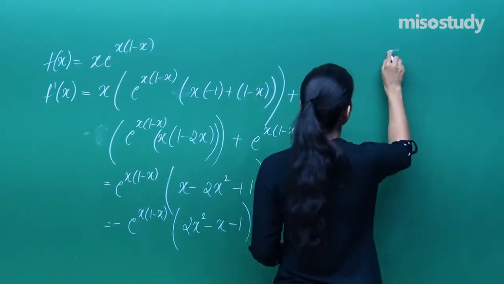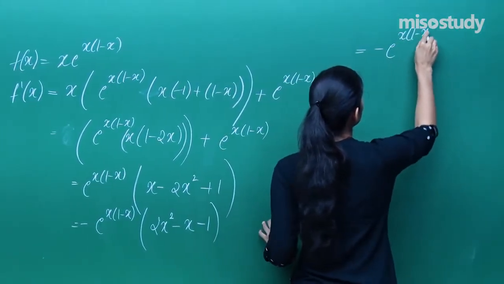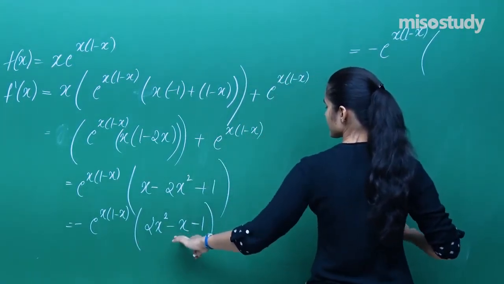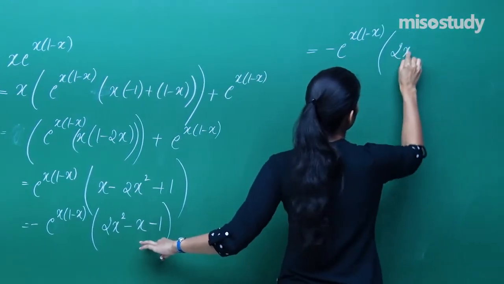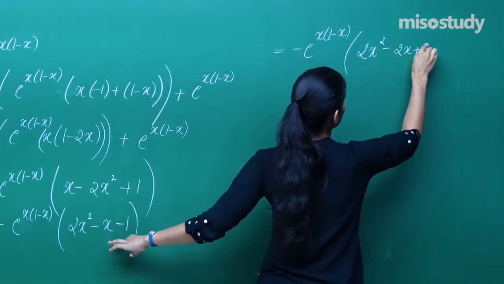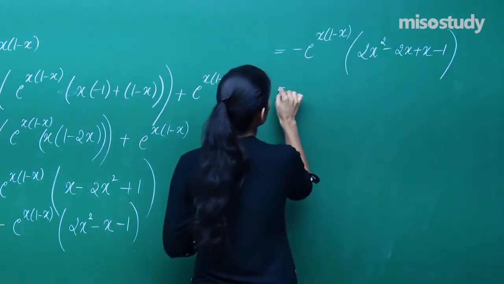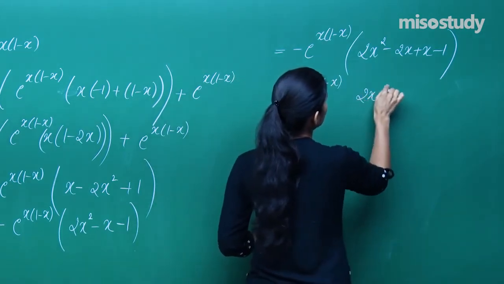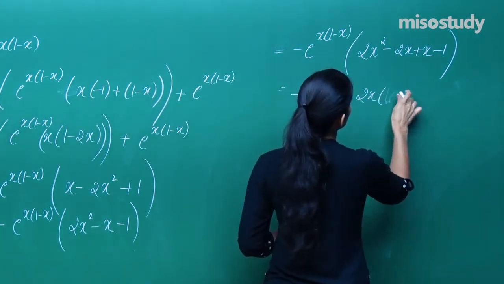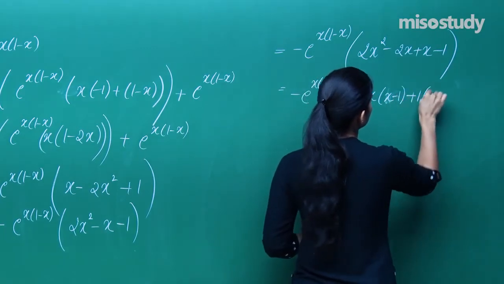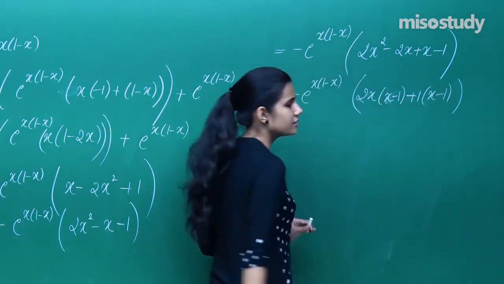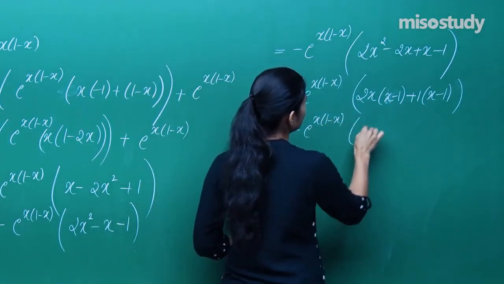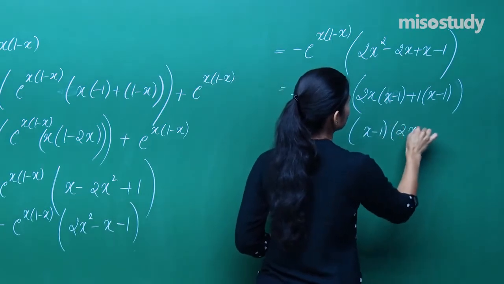You get minus of e to the power x (1 minus x). This is 2x square minus 2x plus x minus 1. So you get minus of e to the power x (1 minus x). Here you have 2x (x minus 1) plus 1 (x minus 1). So you are getting minus of e to the power x, (1 minus x), (x minus 1), (2x plus 1).